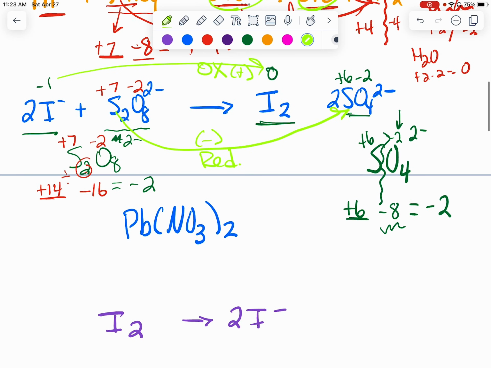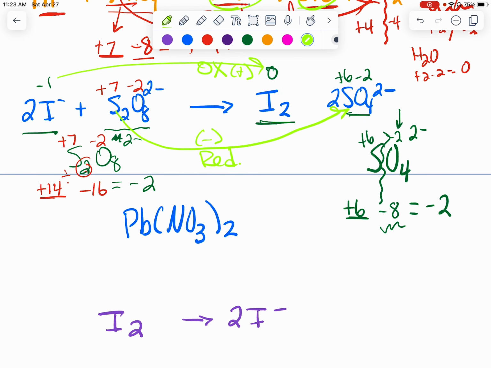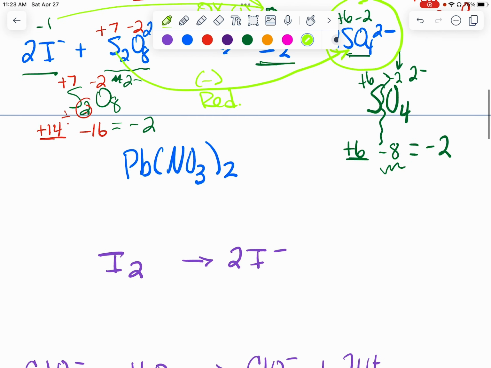So we've talked about sulfate. That's one that you really should just memorize. It's always going to be +6, -2, always. Another one you're going to deal with a lot is nitrate. So it's nice to just kind of memorize this one. Now, you can do Pb(NO3)2 a couple of different ways. I'm going to show you the way I like to do it.